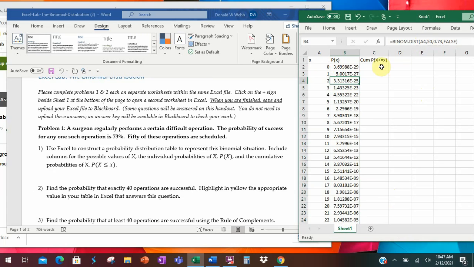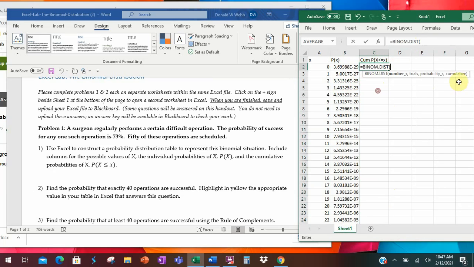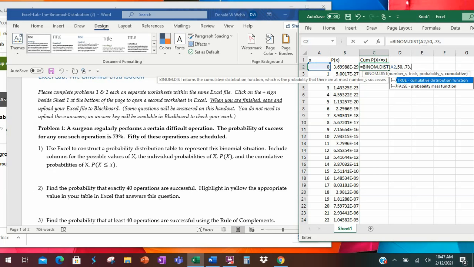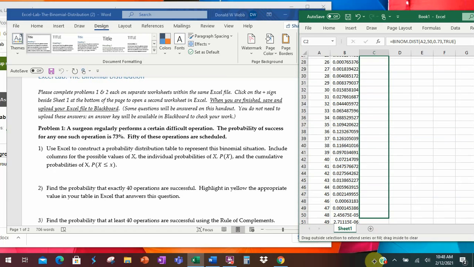Okay. So when we're doing the cumulative, I'm going to fill out everything the very same. The number of successes is in that cell. The number of trials is the 50. The probability of success is still 0.73, no change there. But here I'm going to say cumulative probability distribution, and that's going to give me the probability that it would be less than or equal to that number. Okay, so I'm going to drag.